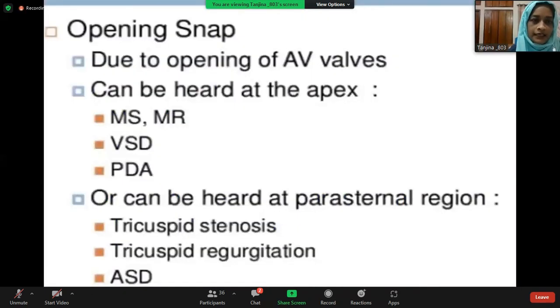Another added sound is the opening snap, due to the opening of the AV valves. Normally, AV valves do not produce any sound, but in some pathological conditions, in case of VSD and PDA, they may produce a sound which is called the opening snap. This may be heard in the parasternal region in tricuspid stenosis and regurgitation, and also sometimes in atrial septal defect.